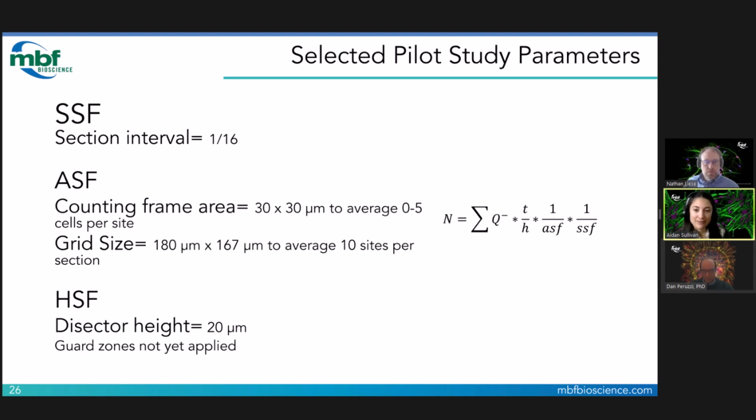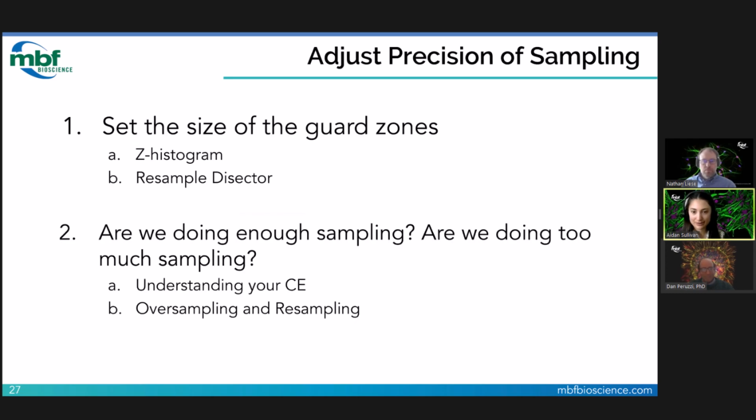And as you've been teaching me, Dan, all of these parameters plus my Q minus, or the total cell tops counted throughout this animal, are going into our equation to estimate our cell population. Okay.